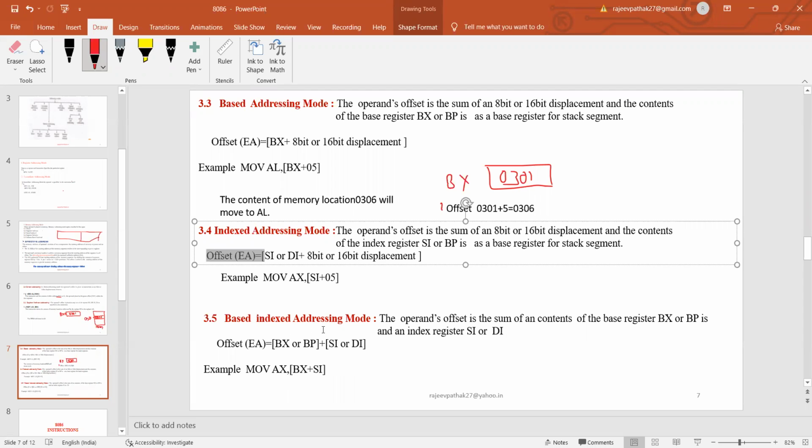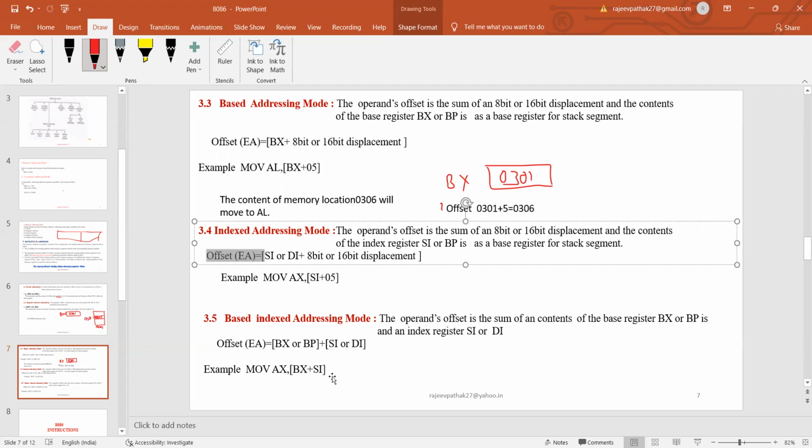Example of the base indexed addressing mode: move AX comma [BX plus SI]. That is, the offset of the memory location is the sum of the content of the BX register plus the source index register. Suppose in the BX register the address is 0301 and in the SI register 0301. So we have to access the memory address whose offset is equal to 0301 plus 0301, and that particular data we have to move to the accumulator AX.